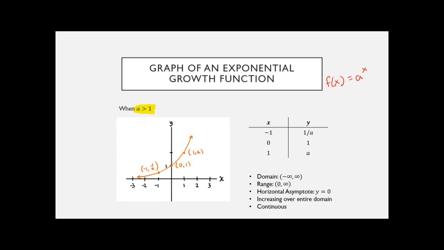Now, some key things: the domain for exponential functions is all real numbers, so it goes from negative infinity to positive infinity. The range is 0 to infinity because it never gets below the x-axis. The only way it will get below x is if you have some transformations. We have a horizontal asymptote at y equals 0 because there's no way to actually get 0 as an output of an exponential. So there's a horizontal asymptote, but there's no vertical asymptote.